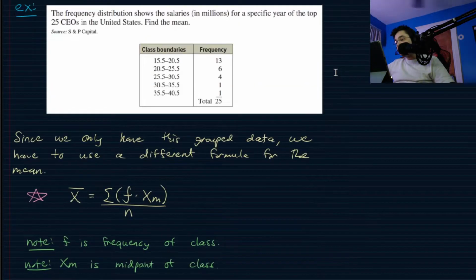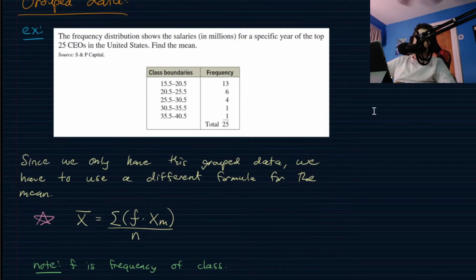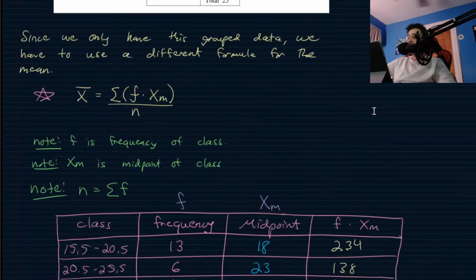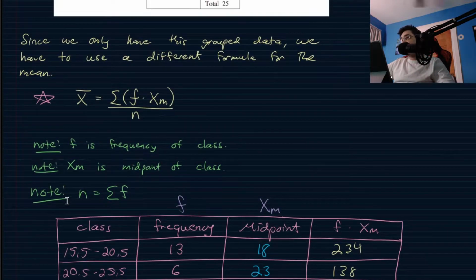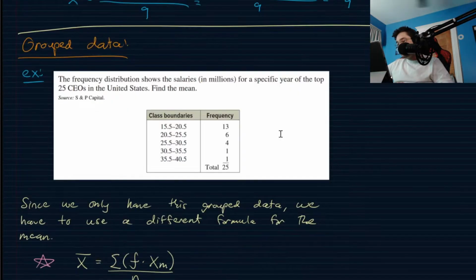Sometimes n is not explicit in these examples. It is in this one because it says there are 25 total CEOs in the distribution. But if it doesn't give that, another way to find the number of data values in the distribution is you just add up all the frequencies. That's why I've got here n is equal to the sum of all the frequencies, in case they don't give it to you. And then I just did an example here with this one.